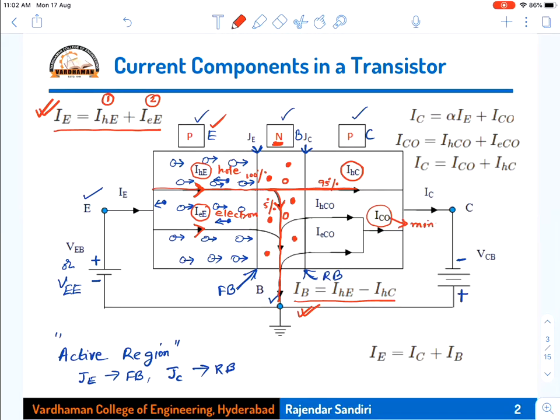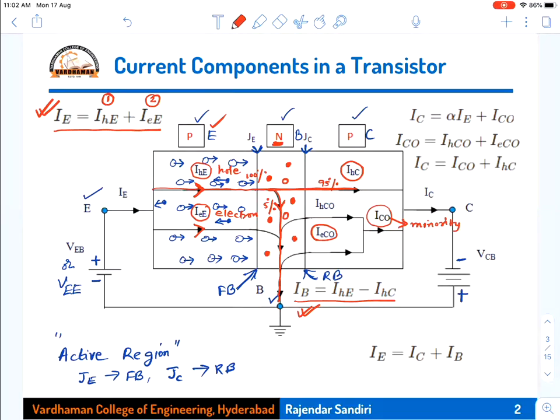Minority charge carriers in the collector are electrons. That electron current is represented by IEC naught. The current due to that minority charge carrier is the reverse saturation current. Reverse saturation current due to electrons is represented by IEC naught.